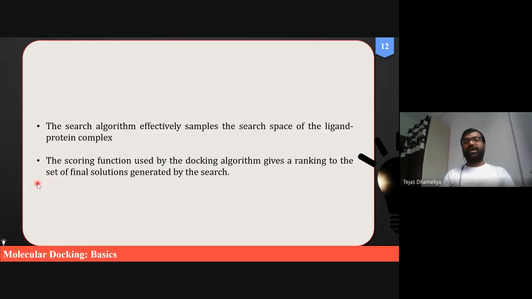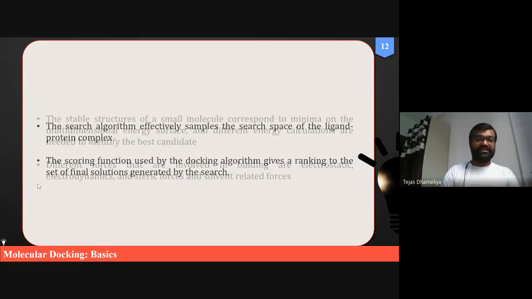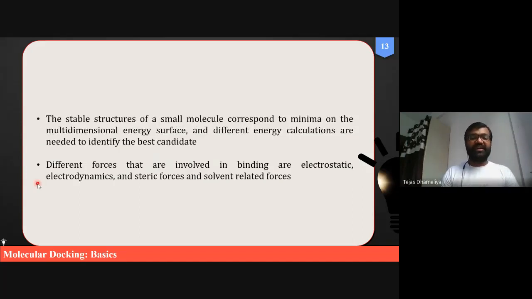The scoring function, which is used by the docking algorithm, gives a ranking to the final set of compounds generated by the search. So the ranking depends upon their interactions, such as electrostatic, electrodynamic, steric forces, and solvent-related forces. These are the various forces which are considered to estimate or calculate the binding score. All these interactions are like the molecule behaving with the protein, and the score is given.